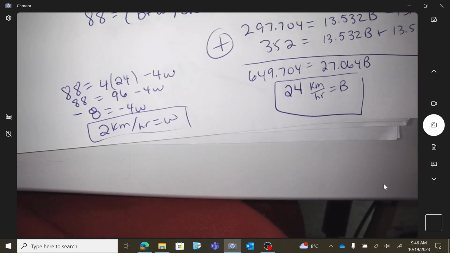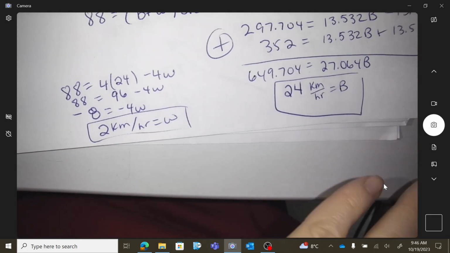Ask yourself when you're done, does your answer make sense? So we should not have negative speeds. That wouldn't make sense if we got to that. If you're getting like 1,000 kilometers per hour for your wind, that probably won't make sense unless you're in some kind of crazy storm. Okay, so make sure your answer makes sense. And again, you can check by plugging in stuff.